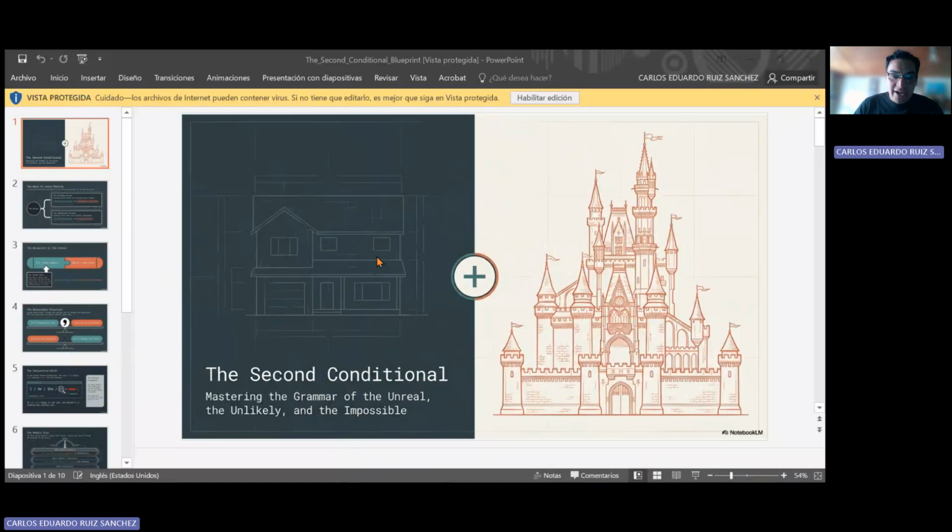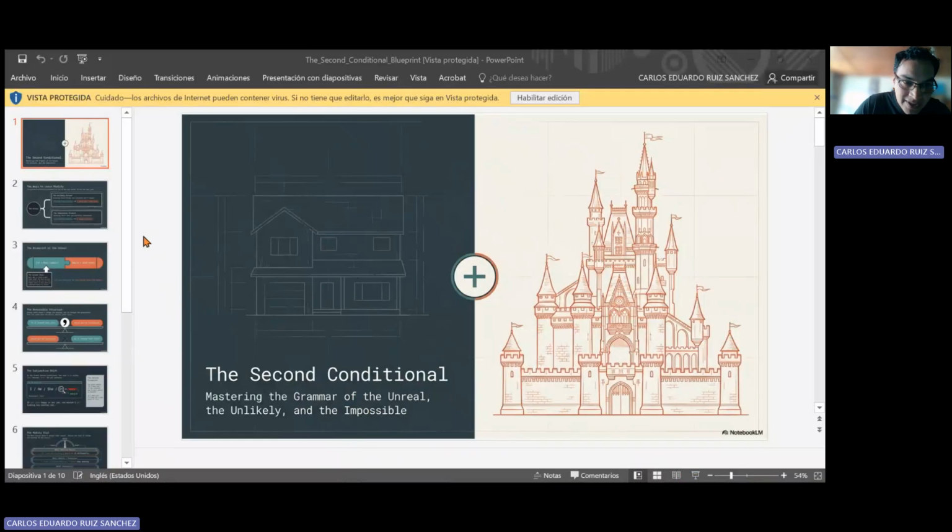So let's check the structure of this couple of sentences. The first one, what is it? Probably. I probably won't win, but there is a minimum probability that I win the lottery. And here, what is impossible? Because I don't have his number, it's impossible to call him. This is the structure, okay?